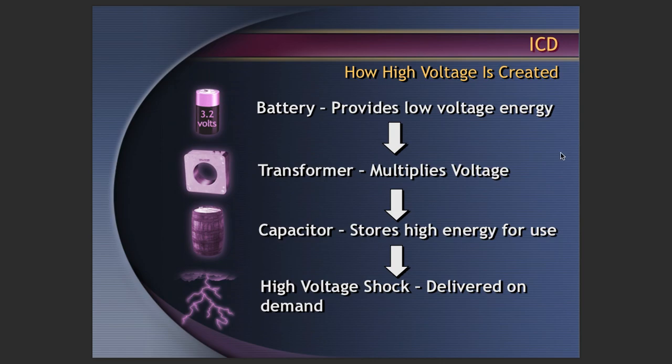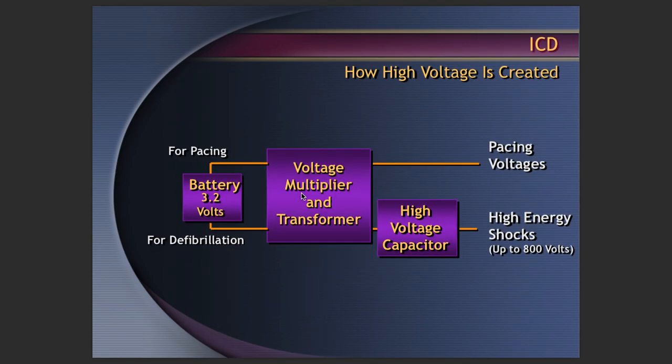A lot of times we feel amazed at how the high voltage is created. For example, the battery has just a few volts. So how is it done? Using the power of the transformer, which transforms or multiplies the voltage. And then comes the role of the capacitor. The capacitor is the one which stores the high energy for use, in fact. And whenever there's a need, a high voltage shock is delivered on demand, in fact.